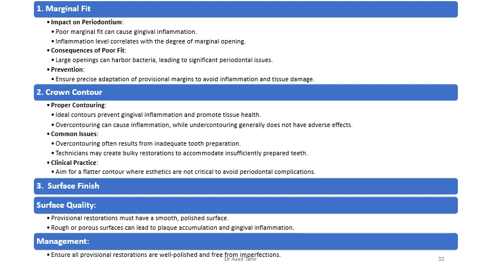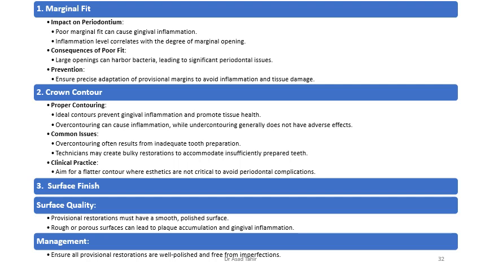Crown contour. Proper contouring. Ideal contours prevent gingival inflammation and promote tissue health. Over-contouring can cause inflammation, while under-contouring generally does not have adverse effects. Common issues: over-contouring often results from inadequate tooth preparation. Technicians may create bulky restorations to accommodate insufficiently prepared teeth. Clinical practice: aim for a flatter contour where aesthetics are not critical to avoid periodontal complications.